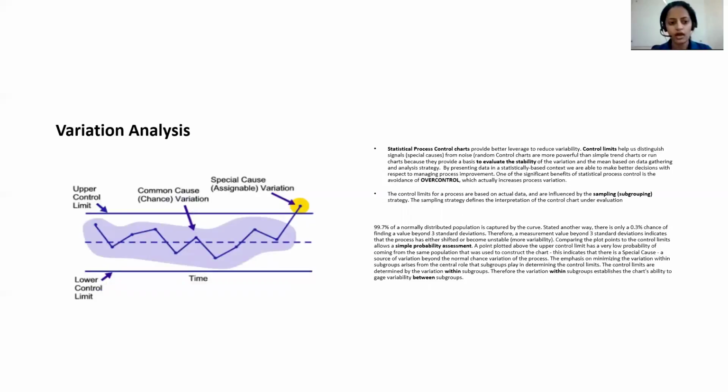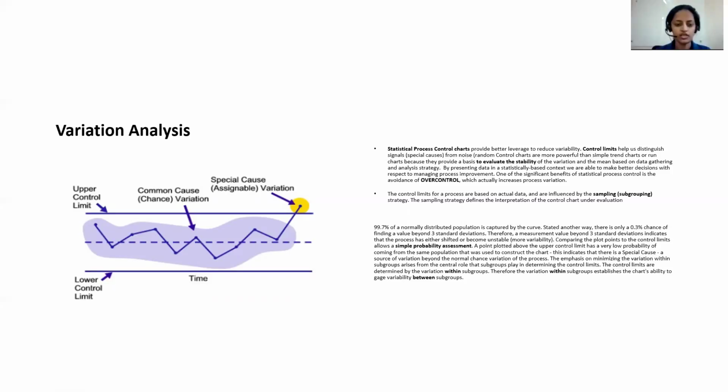Coming to the variation analysis, this is done through the statistical process control charts. Statistical process control charts provide better leverage to reduce the variability. Control limits help us distinguish between the signals, like you're seeing in the graph, where there are certain signals which have crossed the control limits. Control limits help us distinguish the special cause variation, which is the signal, from the noise.